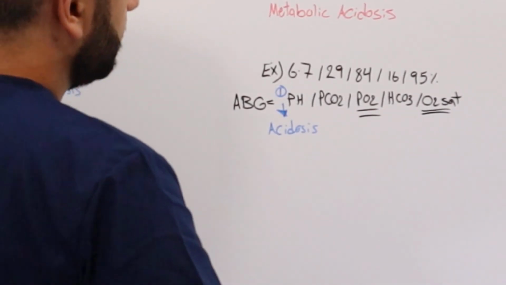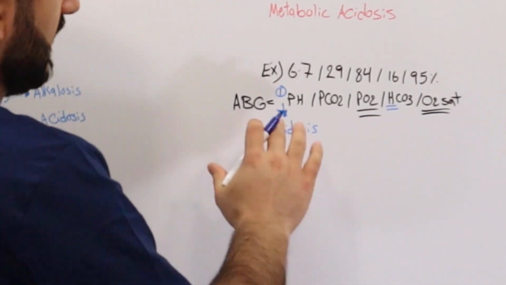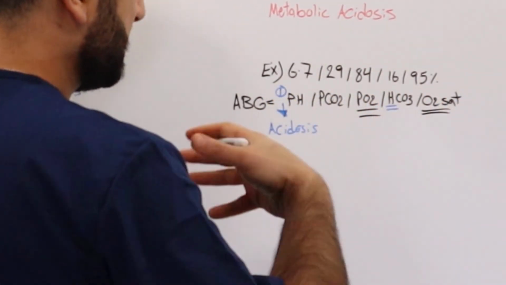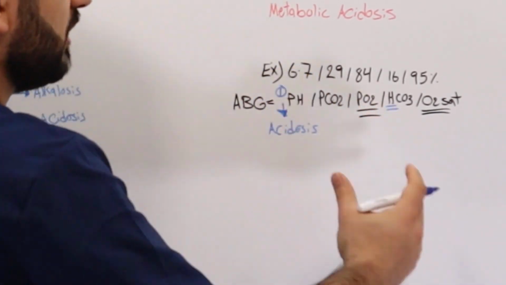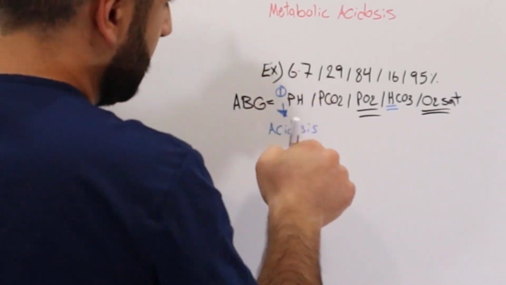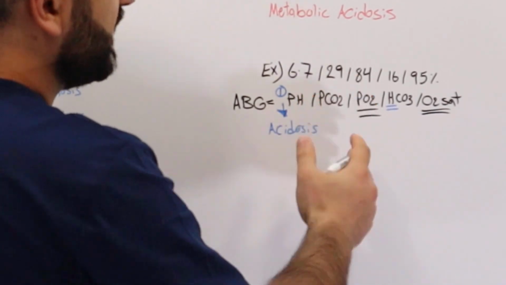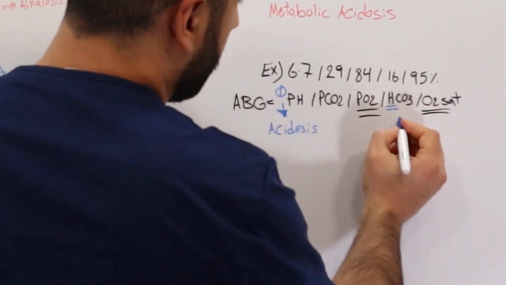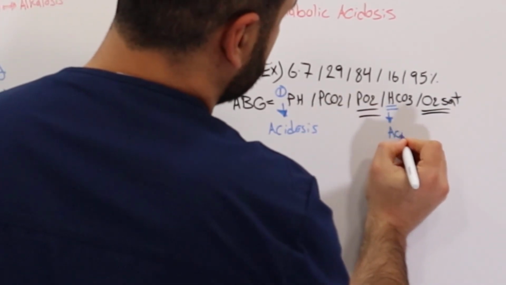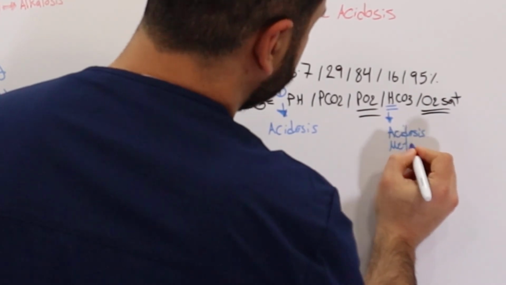Now, let's look at the H. I always like to look after the pH at the H, HCO3 I mean, because it has an H, so I can tell what direction it's going. So here I can see the pH is decreasing. Looking at this, it has the number 16, and we know the range is between 22 and 26. Therefore, this is going the same direction as the pH. Therefore, this is acidosis. And we know it's metabolic.